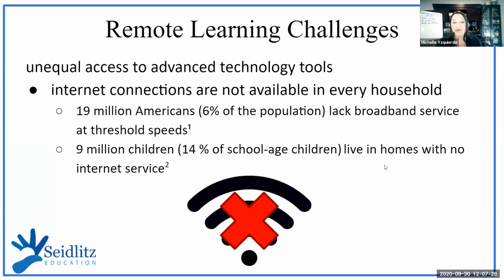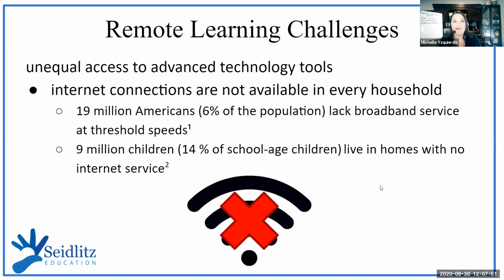So 19 million Americans, 6% of the population, don't have broadband service at threshold speeds. I looked up what threshold speeds were, and it's the gold standard for how fast internet needs to be to even be usable. That essentially equates to 9 million children living in homes with no internet. So that's a lot of kids, right? 14% of our school-age children.